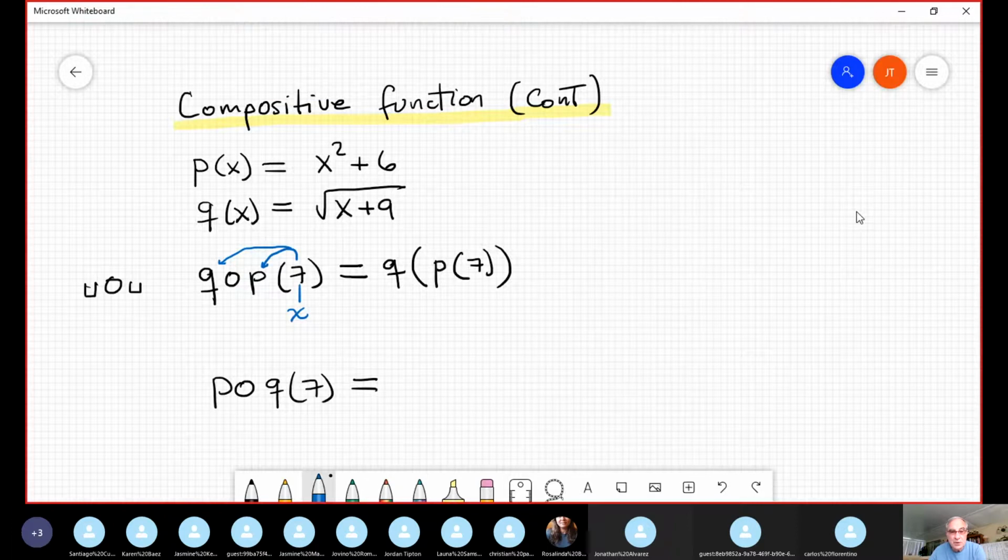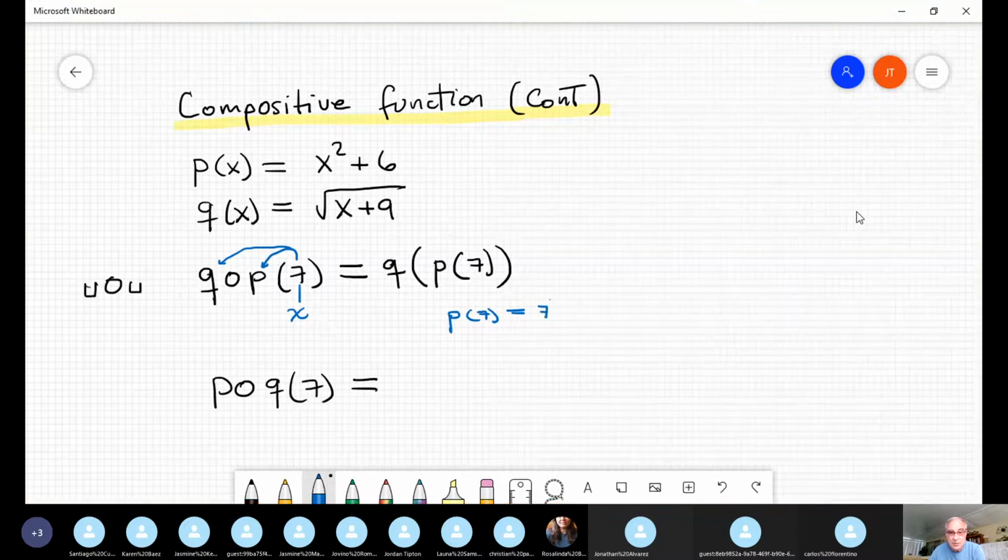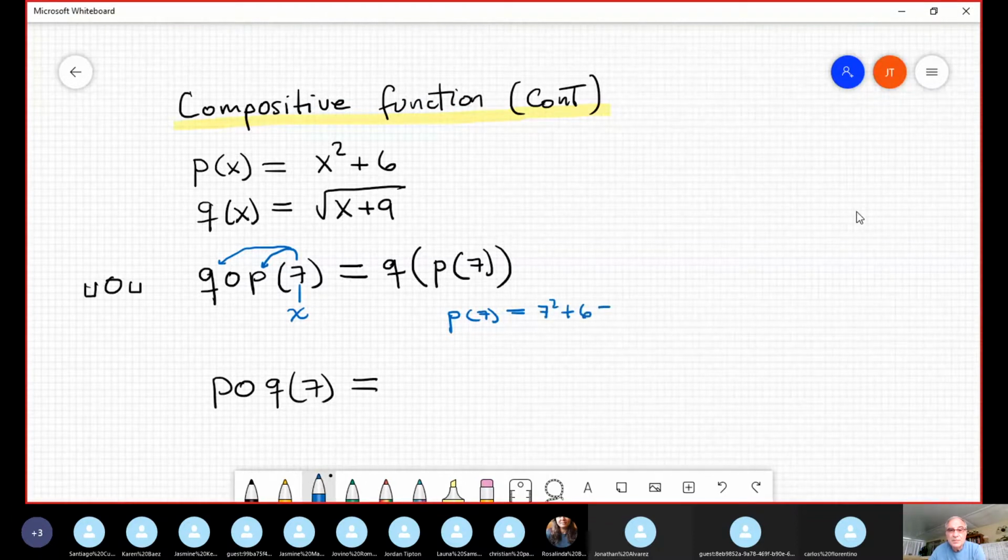Okay, if you want, you copy separately P and 7. You copy that part. And for P and 7, you take the equation of P, which is x squared plus 6, so you take 7 squared plus 6. 7 squared is 49, plus 6 is 55. So basic, so far we have Q evaluating 55. I did that part.